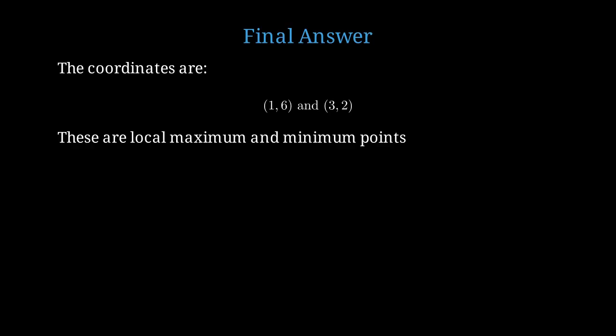Let's state our final answer clearly. The coordinates where the tangent is horizontal are the point (1, 6) and the point (3, 2). These points represent a local maximum at (1, 6) and a local minimum at (3, 2).